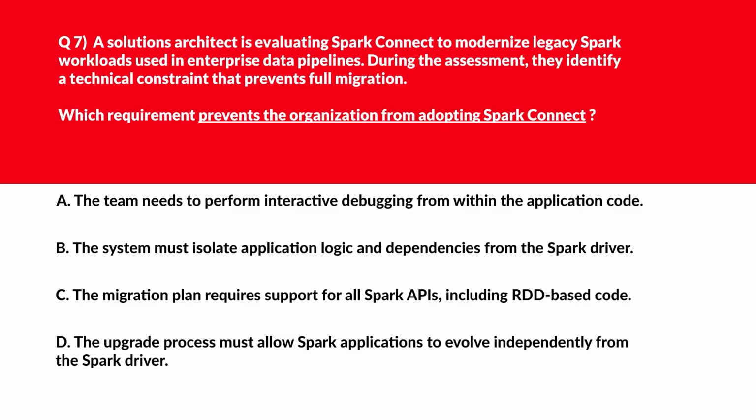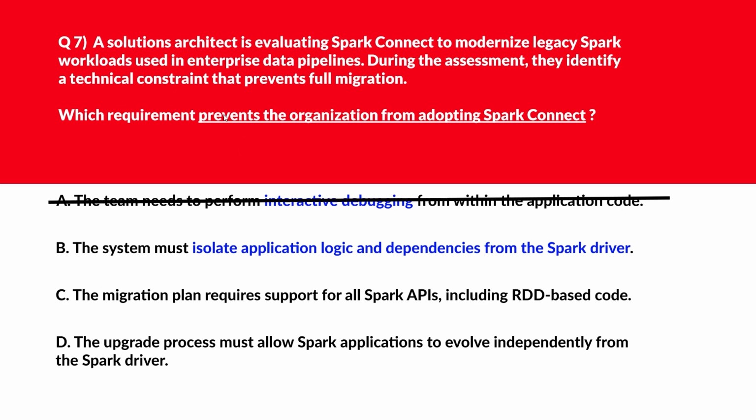Alright, now let's look at this. This is all about preventing the organization from adopting Spark Connect. Option A says the team needs to perform interactive debugging from within the application code. Spark Connect allows debugging through client-side tools. Hence incorrect. Option B says the system must isolate application logic and dependencies from the Spark driver. Spark Connect separates client and driver, meeting the requirement.